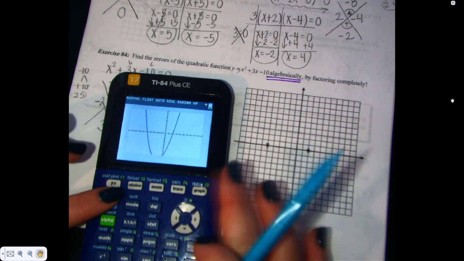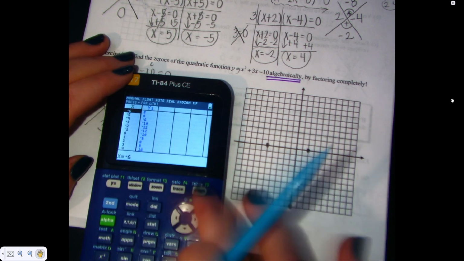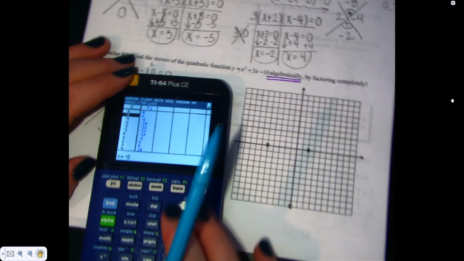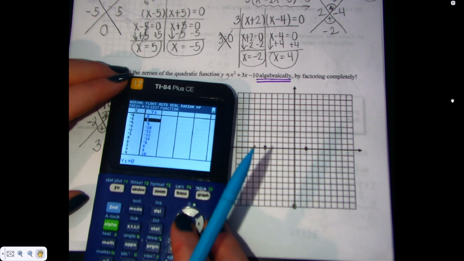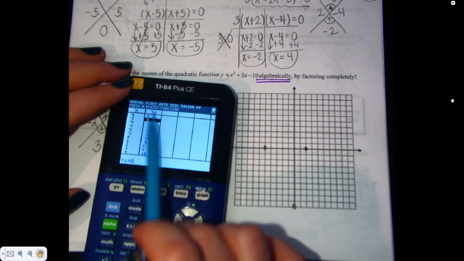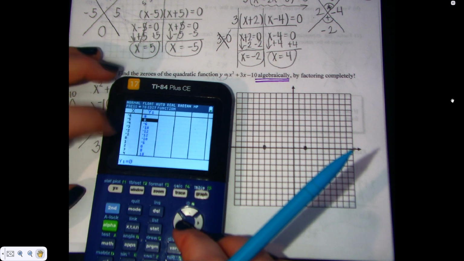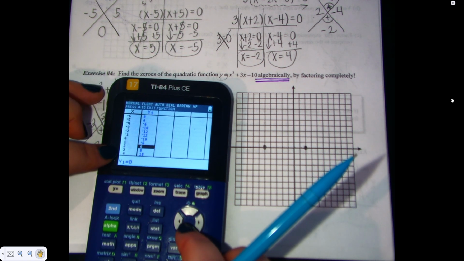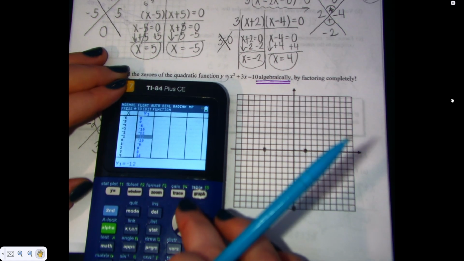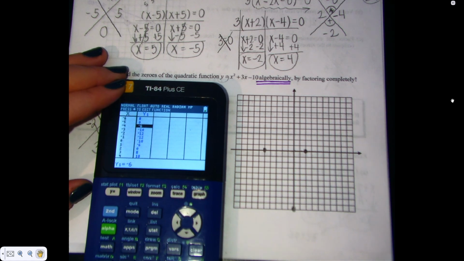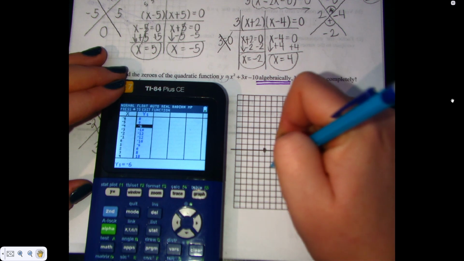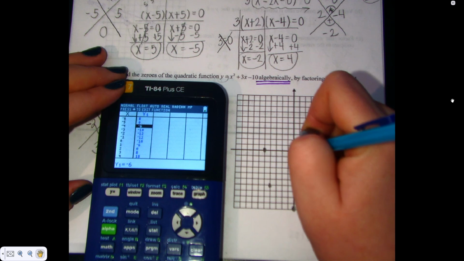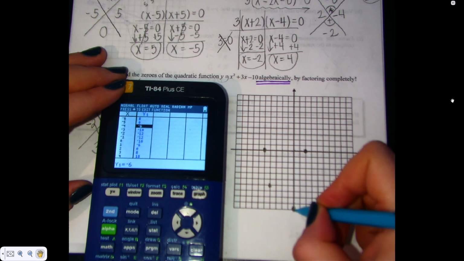I'm just going to go to second table or second graph, and I'm going to put some more numbers on here. Notice what these look like in the calculator. So your y value at your zeros will be output of 0. So when x is negative 5, your output is 0. When x is 2, your output is 0. Okay, so let's go between those things. So negative 4, negative 6, negative 3, negative 10. Well, that's our y-intercept. We knew that.